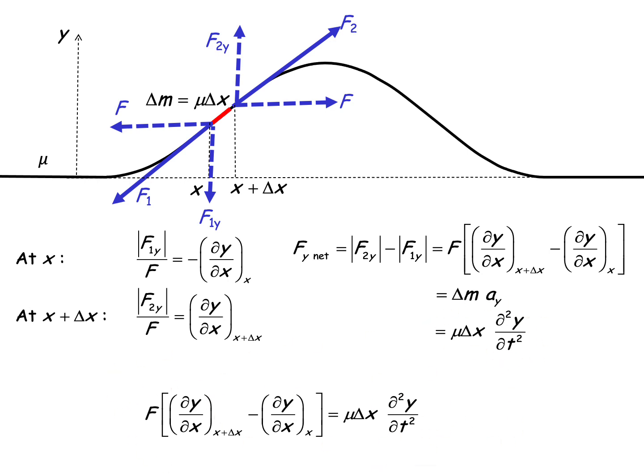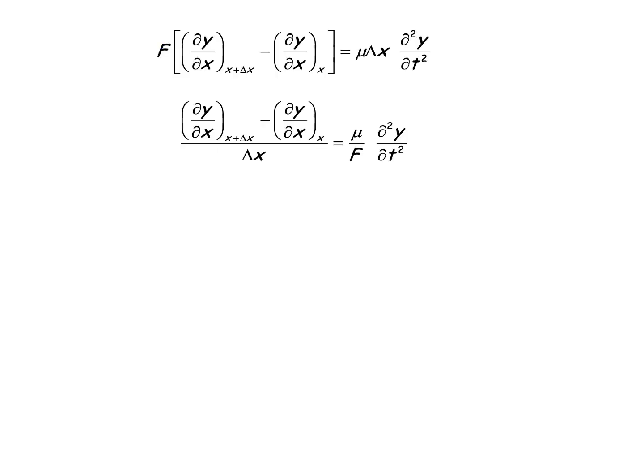And we're going to do a couple calculus tricks that hopefully you remember from your calculus class. We're going to divide the delta x over to this side of the equation. And so we now have del y del x evaluated at x plus delta x minus del y del x evaluated at x, divided by delta x. And we can take the limit as that delta x in both of these locations goes to 0. Well, this is the definition of a derivative.